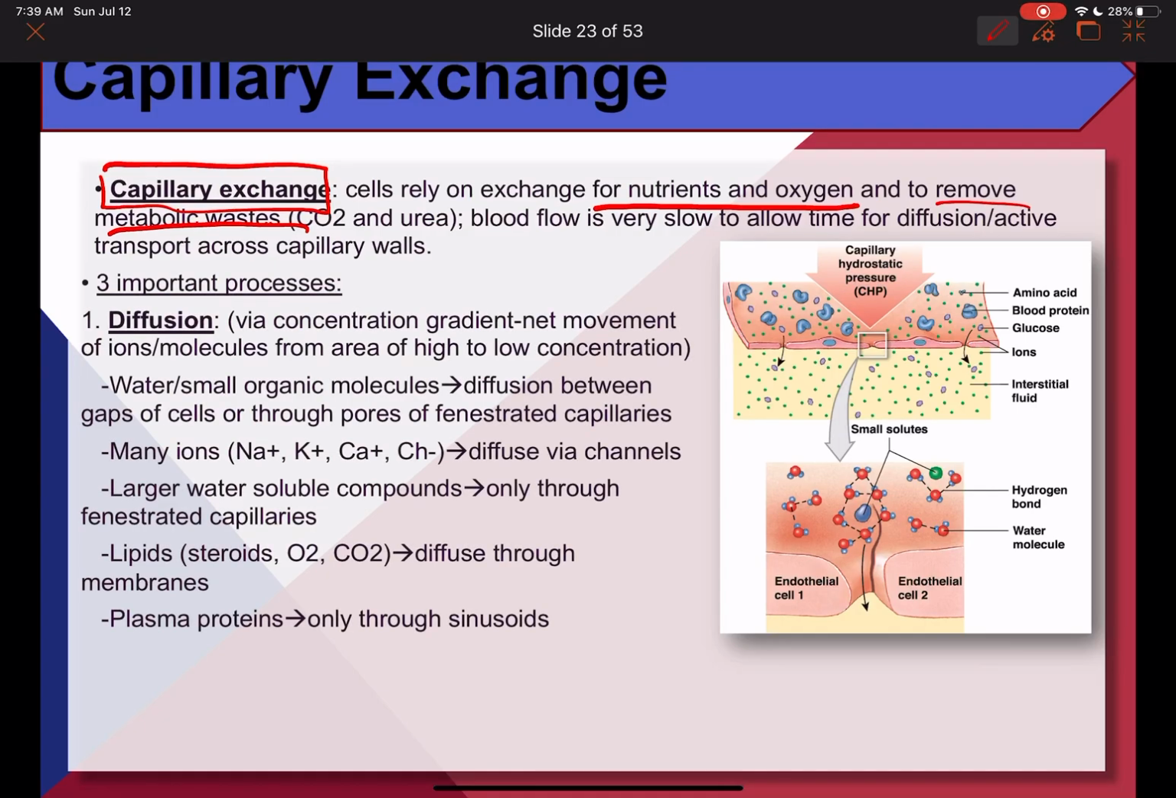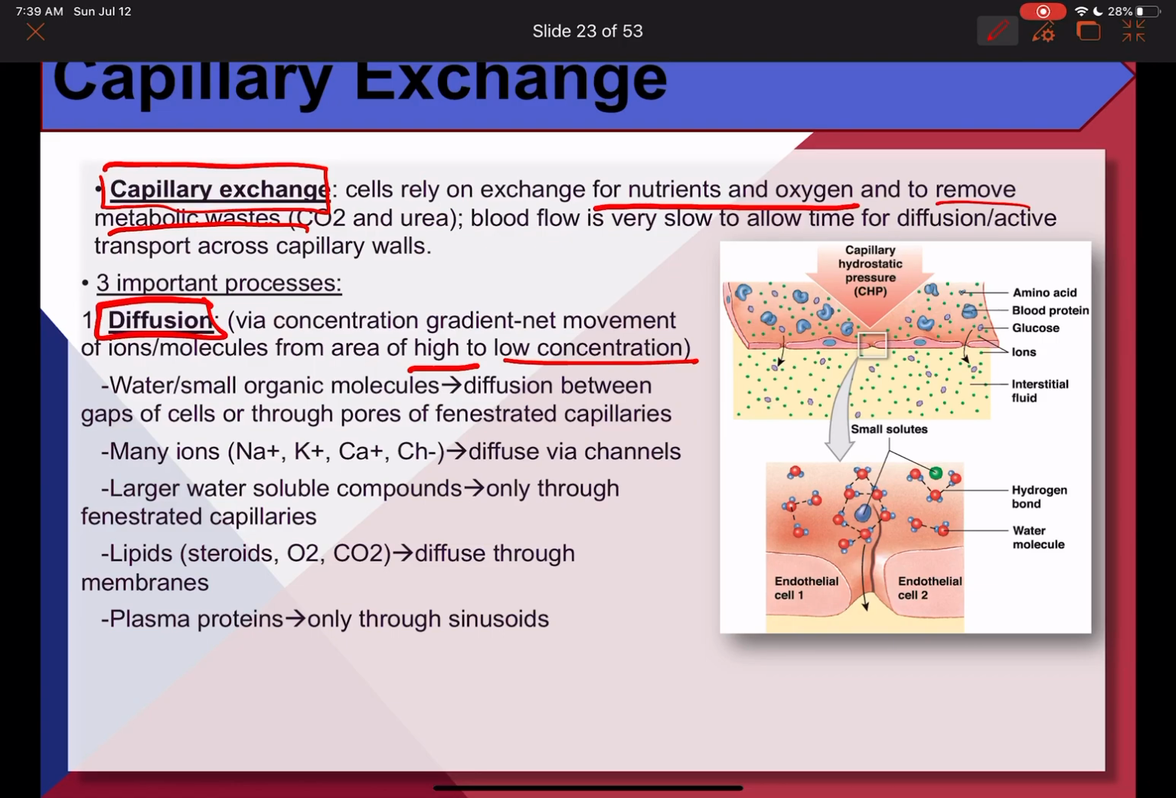There are three important processes that happen across capillary walls. One is called diffusion, which is easy as we know what diffusion is already. These are things traveling from an area of higher concentration to an area of lower concentration, and different materials will cross the capillary walls via different methods.